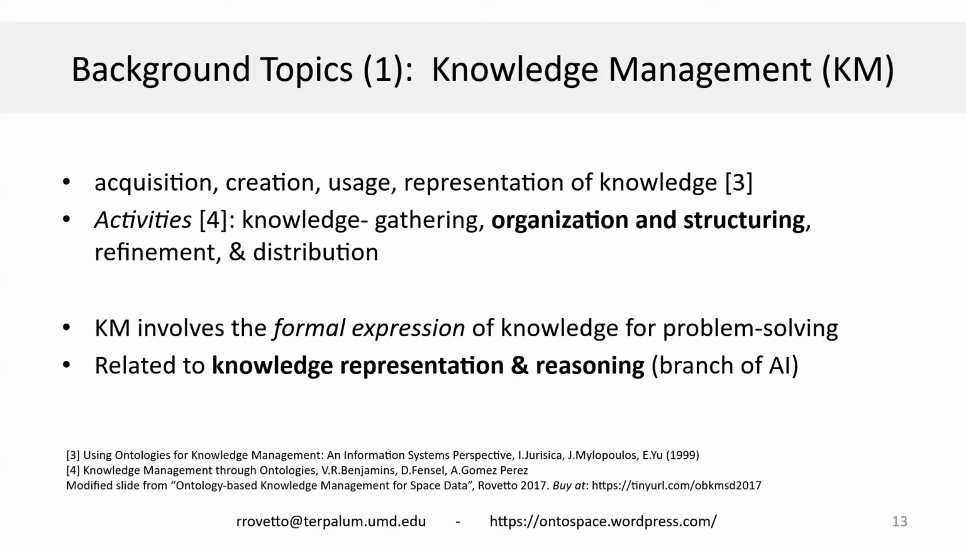So knowledge management involves the formal expression of knowledge for problem solving, not always, but at times. And this is related to a branch of artificial intelligence called knowledge representation and reasoning. This activity of AI is essentially asking the question, how do we capture human knowledge in a way that automated systems or information systems can act autonomously in the world and perform tasks in the world?